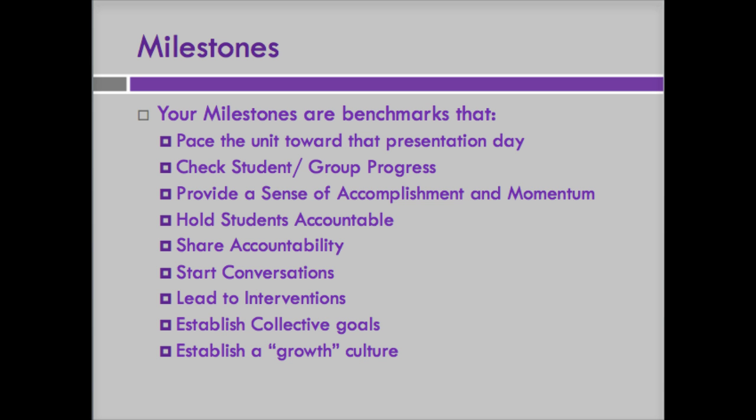They hold students accountable individually, and they also share accountability, so you can use milestones and have students check those off for you. As we talked in a previous module about group work, how can students be a part of the process to make it more efficient and effective for everyone? Milestones can start conversations about either why they weren't met or where you go from once you've met them. They can lead to interventions if milestones aren't met. They establish collective goals, and then ultimately they establish a growth culture.